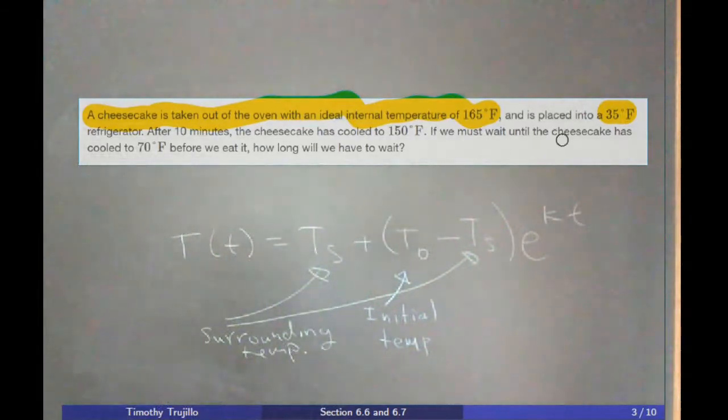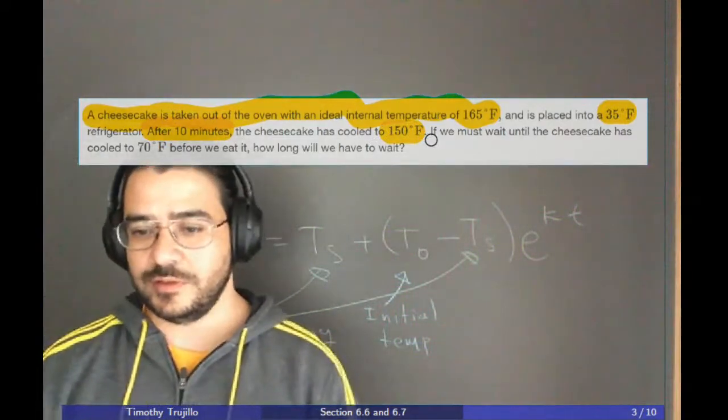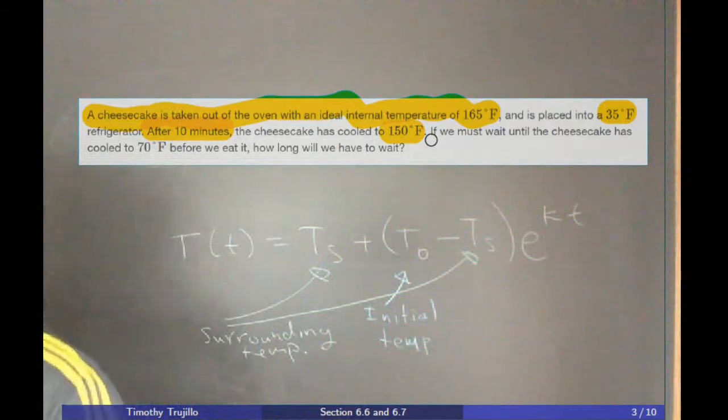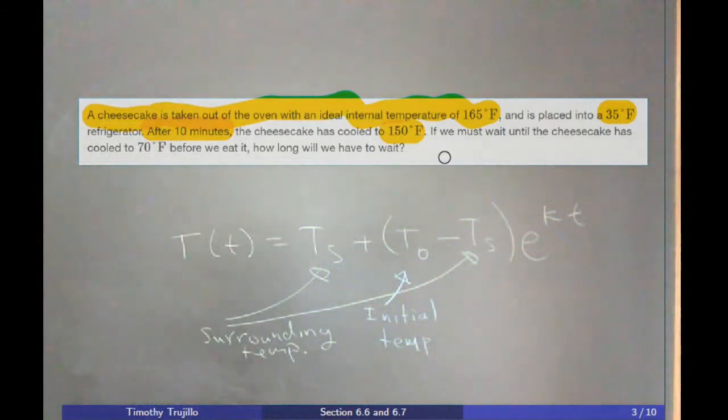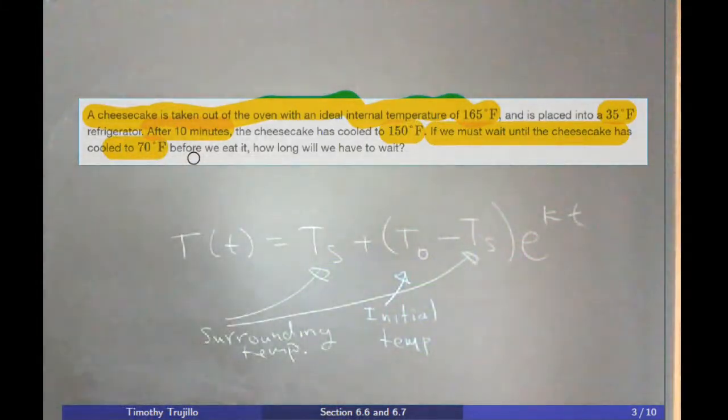The cheesecake begins to cool off, okay? And you check after 10 minutes. You're excited about your cheesecake, so after 10 minutes you check the temperature, and unfortunately it's only 150 degrees. So it still has quite a bit of time to cool off before it gets down to something closer to 35 degrees. The question we'd like to answer is: how long will it take for the cheesecake to cool off to a temperature of 70 degrees? Maybe this is the ideal edible temperature. And the question is how long is that going to take us?